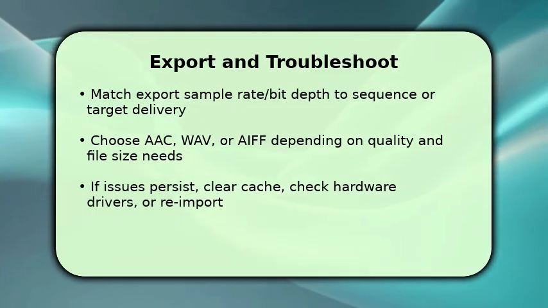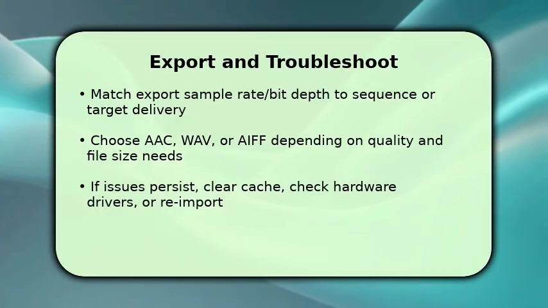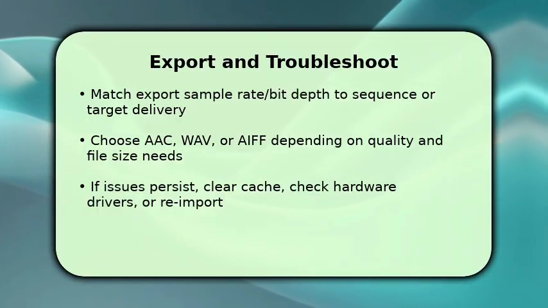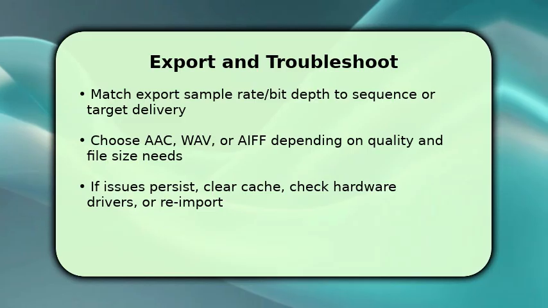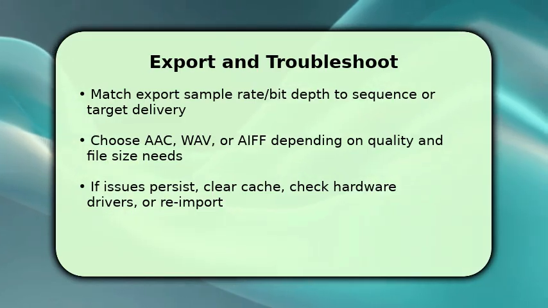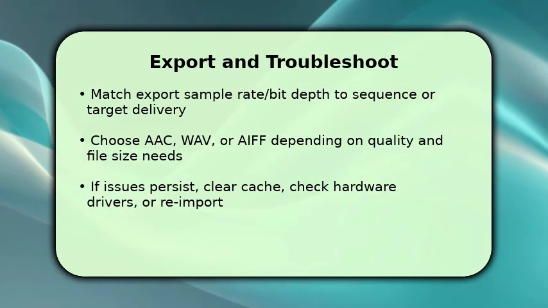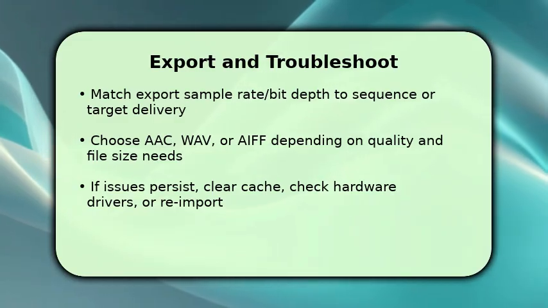Set sample rate and bit depth to equal the sequence or client spec. Choose codec, WAV or AIF for highest fidelity, AAC for compressed delivery, and set bitrate accordingly. Listen to the exported file through reference headphones and speakers.